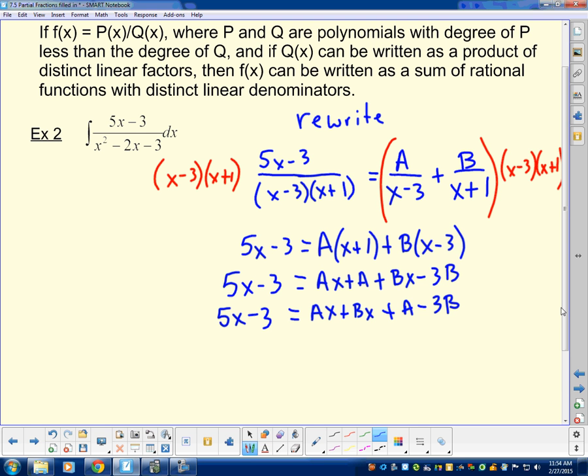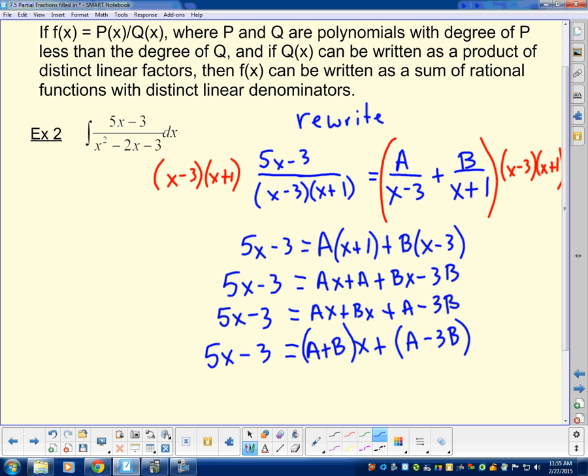Okay, next I'm going to rewrite the right-hand side by factoring out a common factor of x. I'm going to write the x on the right-hand side of my parentheses. And I'm left with a plus b times x plus, I'm going to just acknowledge that a minus 3b is my constant term. It has no variables attached to it. So it is my constant term on the right.